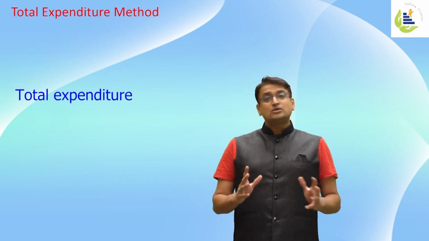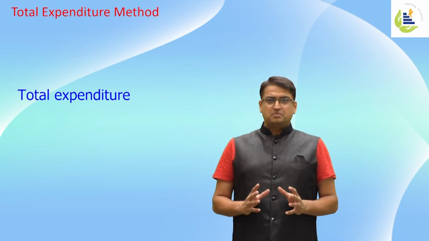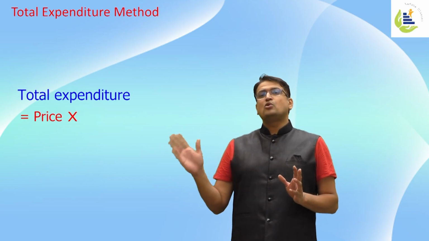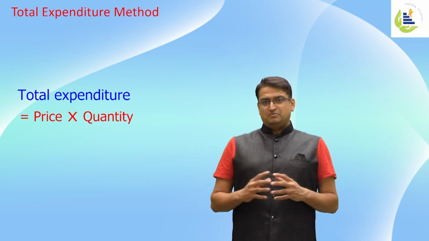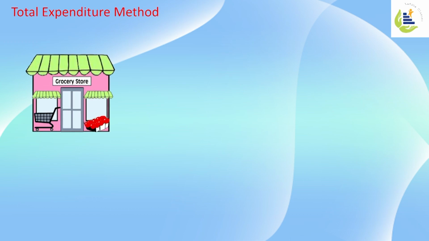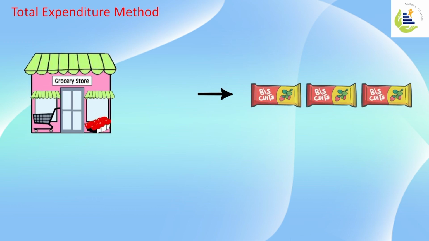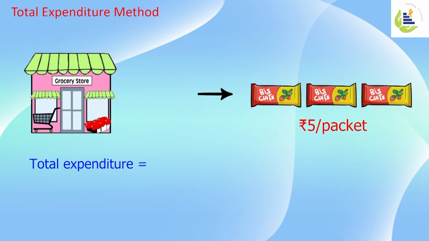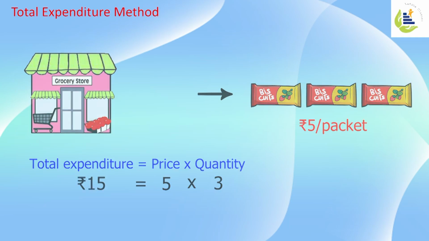So, how do you calculate total expenditure? Very simple. Total expenditure is price into quantity. I'll give you an example. I went to a grocery shop and I demanded 3 packets of biscuits costing 5 rupees per packet. So what is my total expenditure there? Yes, it is price into quantity. Price is 5 rupees per packet and quantity is 3 packets, and hence total expenditure will be 15 rupees. So how do you calculate total expenditure? Very simple, price into quantity.